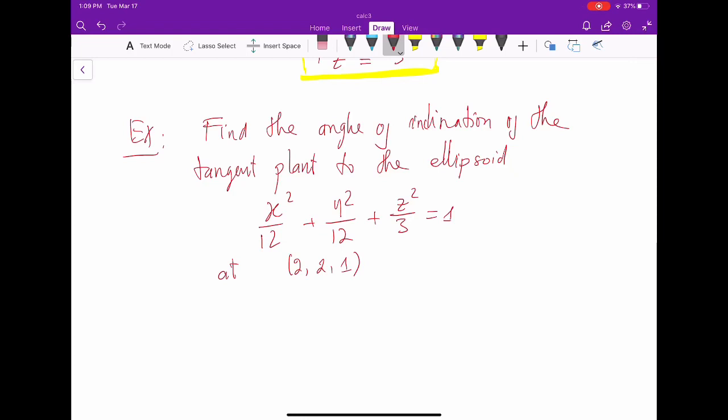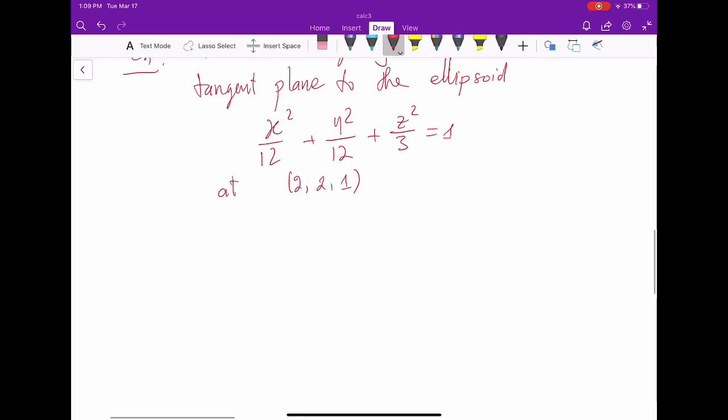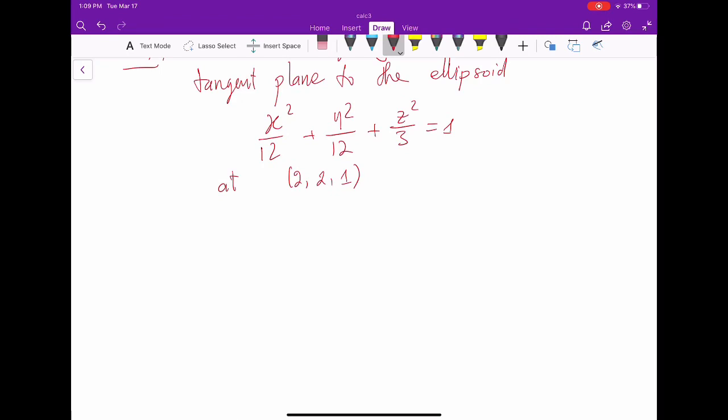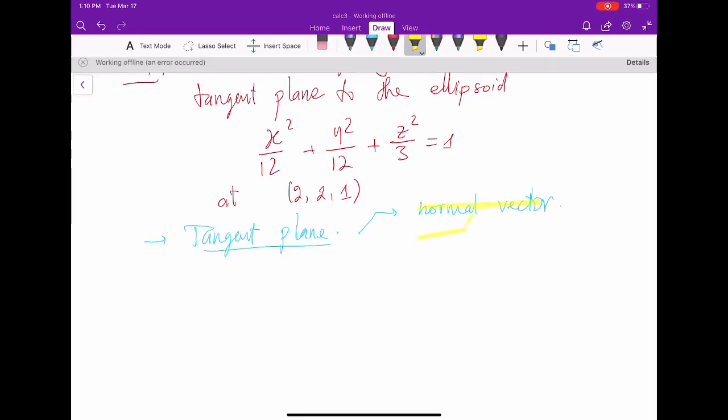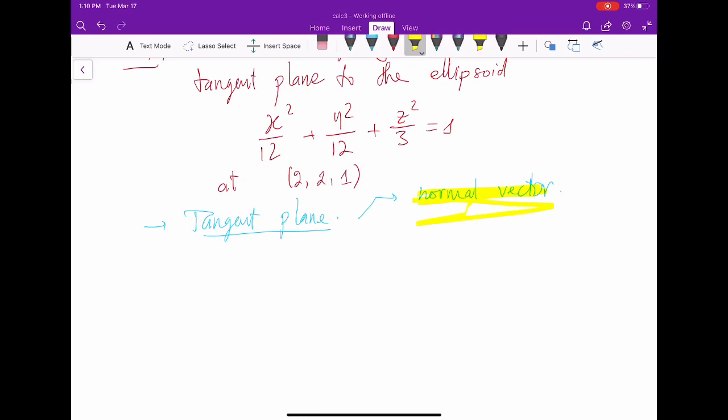So I have a typo in here. The tangent plane, and then we need to find the angle of inclination of that tangent plane. So first, let's do the tangent plane, right? The first step is the tangent plane. For the tangent plane, of course, we need to find the normal vector. But actually, we don't have to find the tangent plane because they just ask us to find the angle of inclination. So for us, the normal vector is enough.